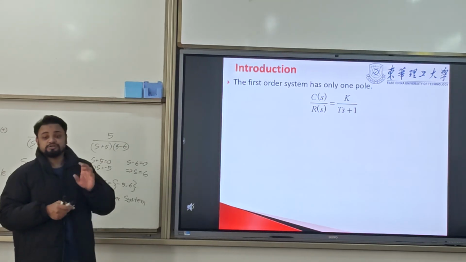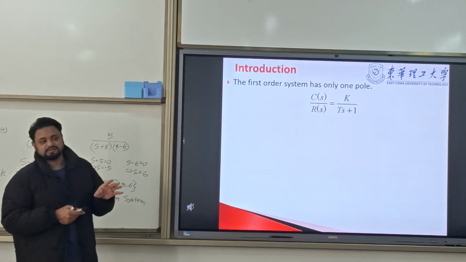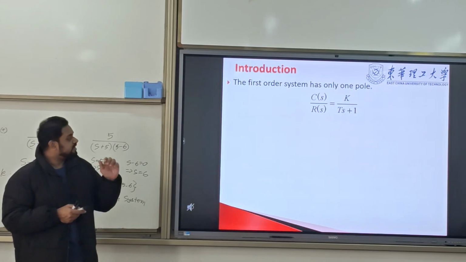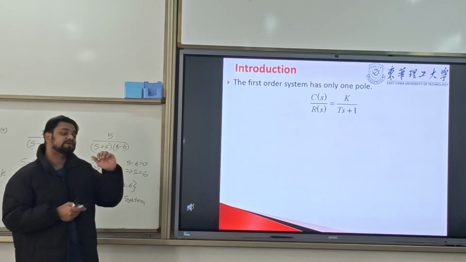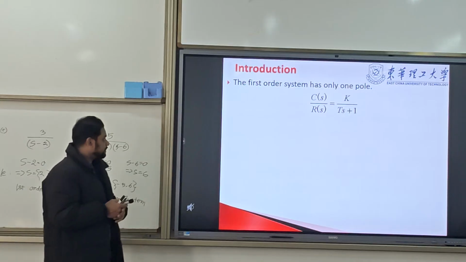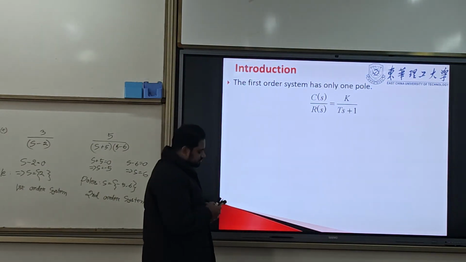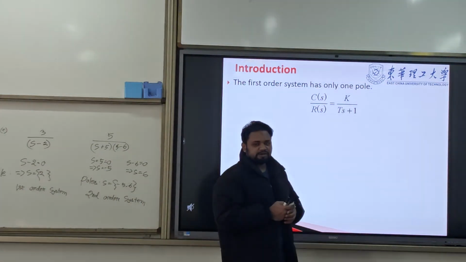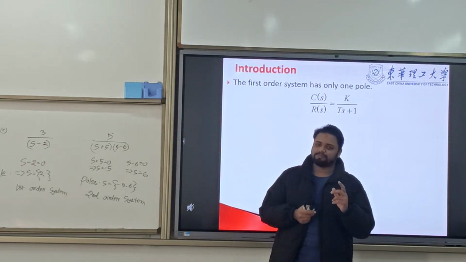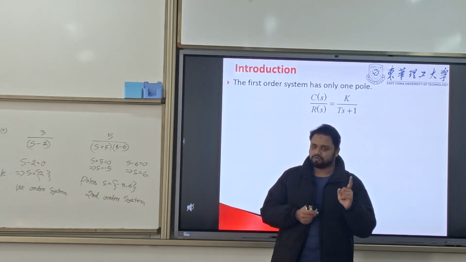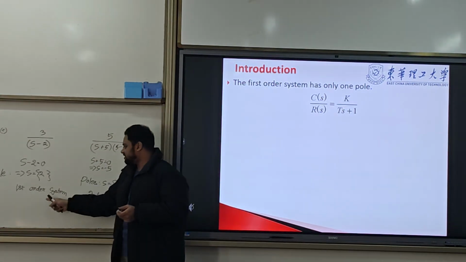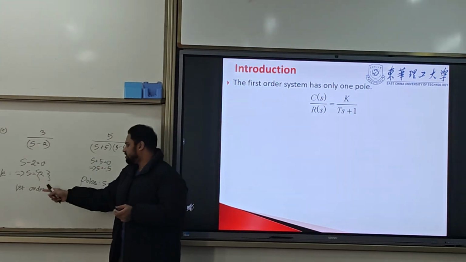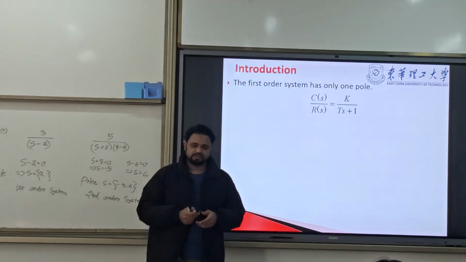But here we will focus on transient response, not the steady state response. So we will learn different types of transient response for different types of inputs. Like here, the first order system, I already told you, the first order systems have one pole. One pole here, 3 by s minus 3. There is one pole. That is the first order system.